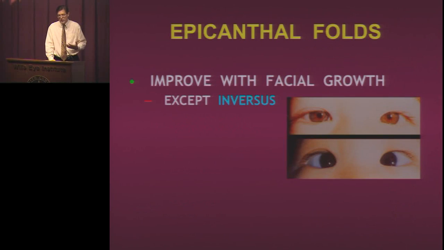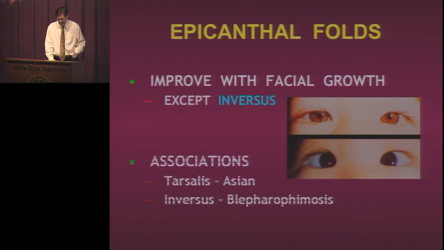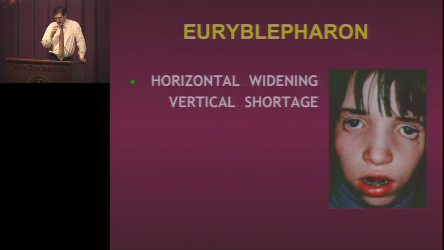So most of them will improve. 3 out of those 4 will improve with facial growth, like the epiblepharon, except for epicanthus inversus. Epicanthus inversus doesn't usually get better. As I said, epicanthus tarsalis is extremely common and normal. Epicanthus inversus, think blepharophimosis.